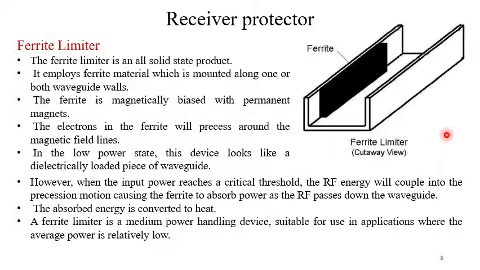The electrons in the ferrite will precess around the magnetic field lines. In the low power state, this device looks like a dielectrically loaded piece of waveguide. However, when the input power reaches a critical threshold, the RF energy will couple into the precession motion, causing the ferrite to absorb power as the RF passes down the waveguide. The absorbed energy is converted to heat. A ferrite limiter is a medium power handling device suitable for use in applications where the average power is relatively low.